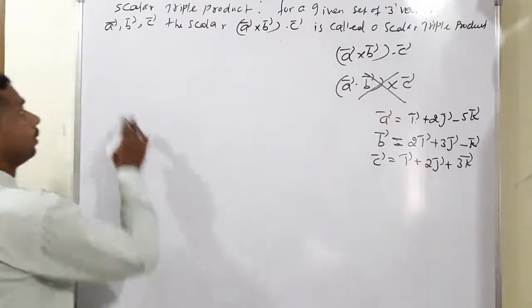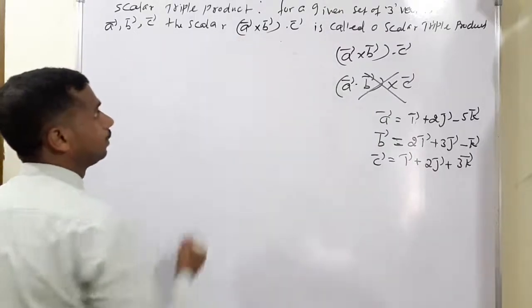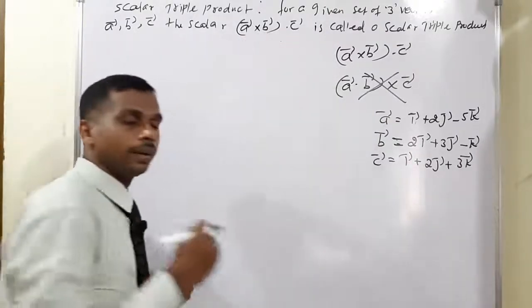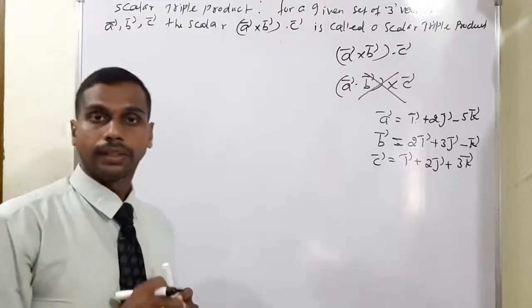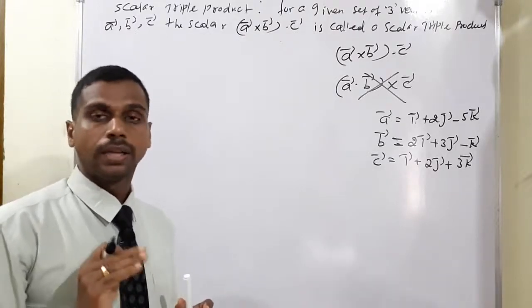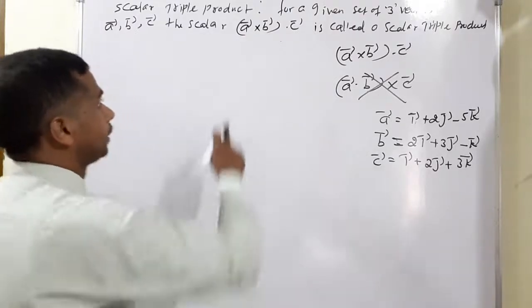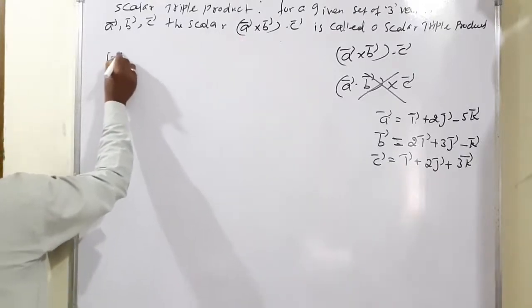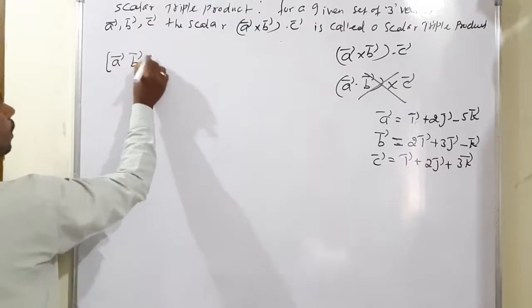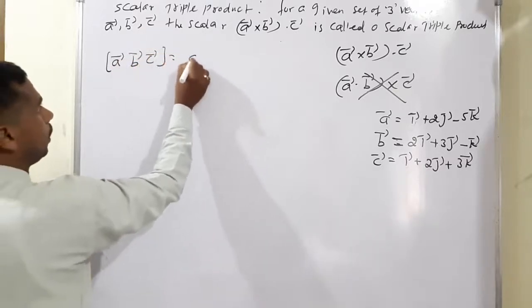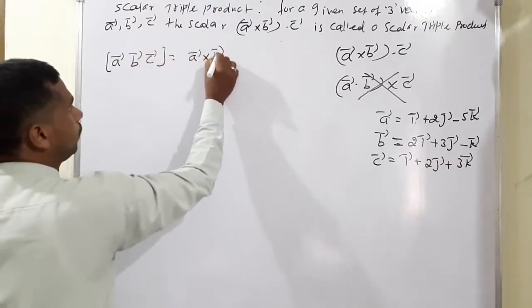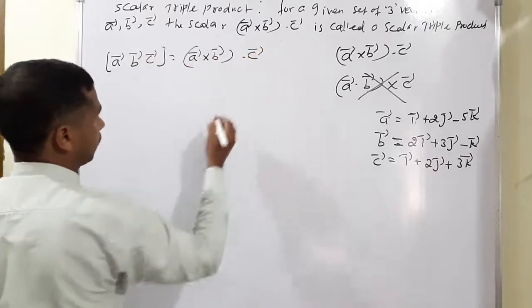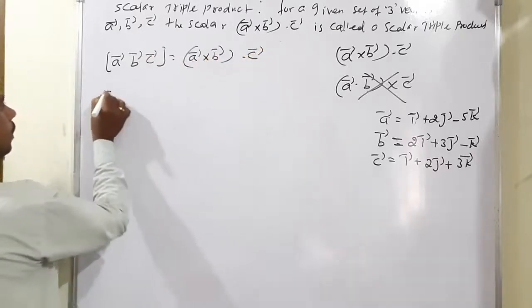I will prove it. What is the main condition? We have three different vectors, and we have the result as a scalar. Then only can we say scalar triple product. Example, the solution: the box product a vector, b vector, c vector is equal to a vector cross b vector dot c vector. First I will consider a vector cross b vector.